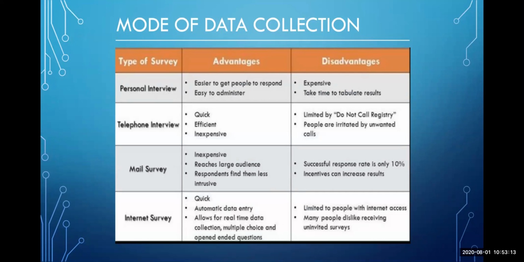So as we said, the mode of data collection could be personal interview, telephone interview, mail survey, and the latest one is internet survey, which we can see online. While browsing over the internet, many times we see that sample surveys are being conducted. These are very quick and automatic, because data entry is done automatically, and it allows for real-time data collection and multiple choice and open-ended questions.